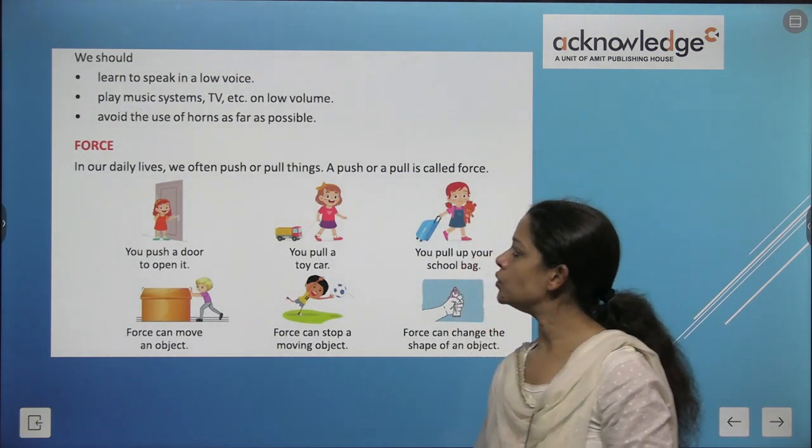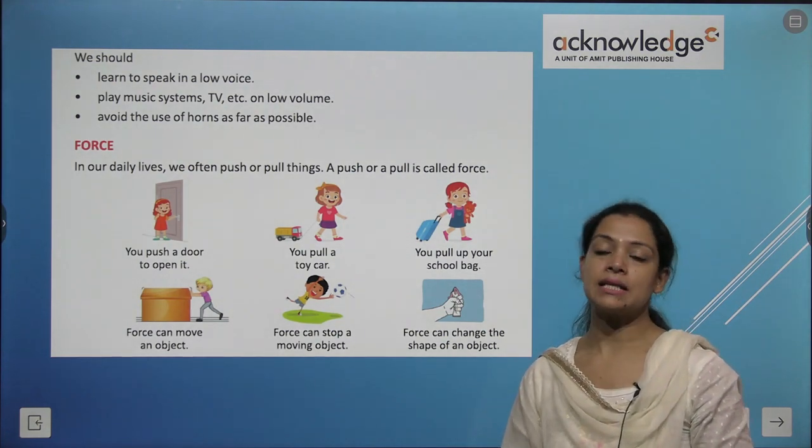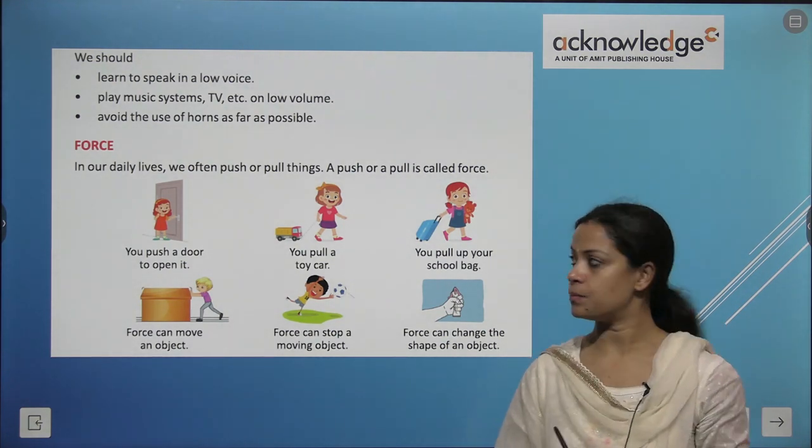on a low volume. Avoid the use of horns as well as far as possible.